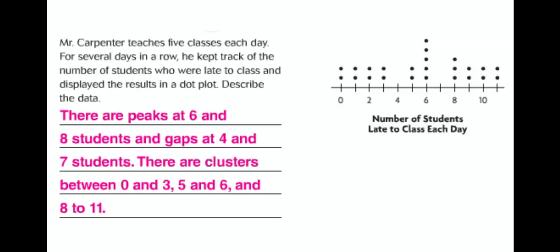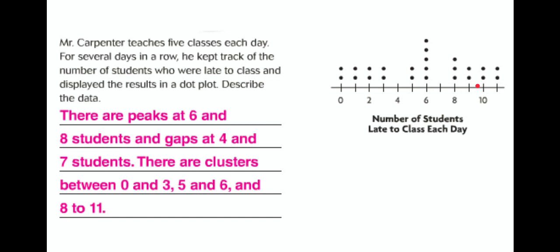And the final question is about Mr. Carpenter. And I told you what to kind of target, talk about peaks, gaps, clusters, symmetry, those four things. So there are peaks at 6 and 8 students. Does not really seem like that's that big of a peak, but it is the second biggest, and it's bigger than pretty much all the other data values. And then there are clusters between 0 and 3, 5 and 6, and 8 to 11.